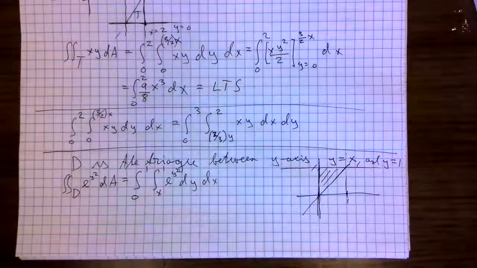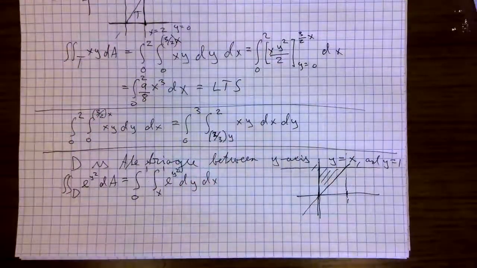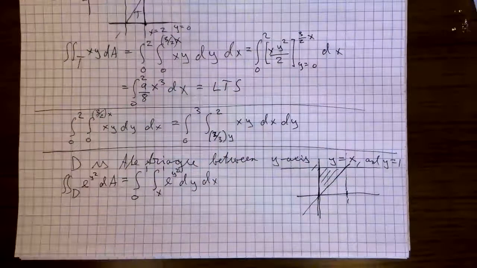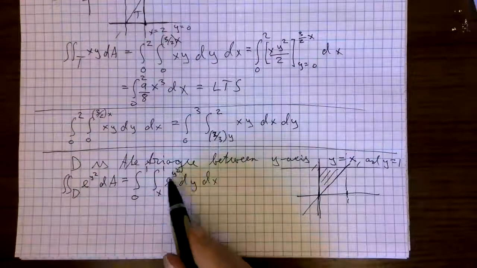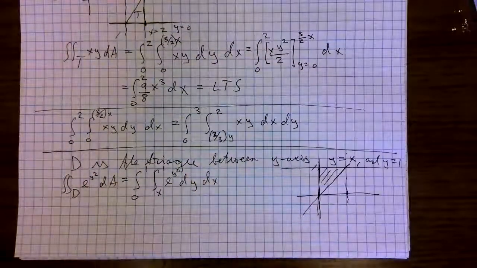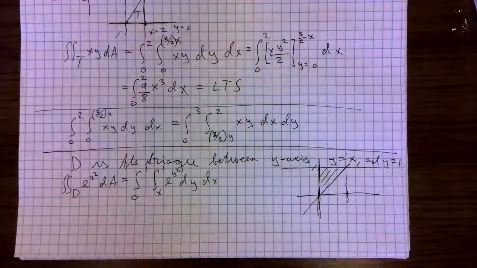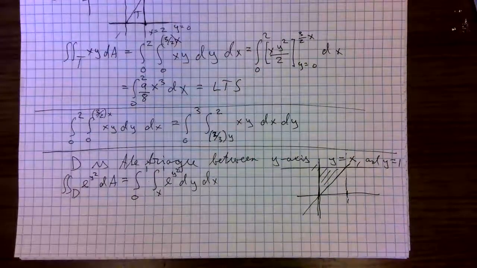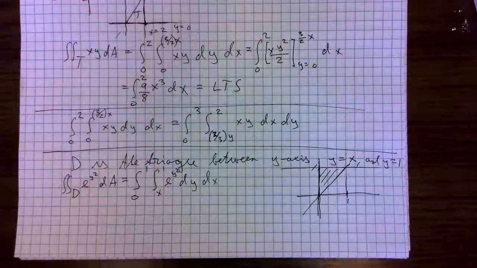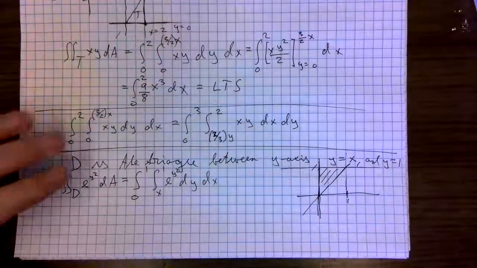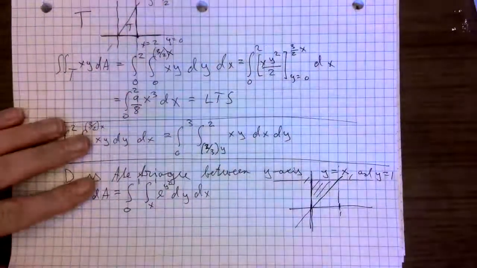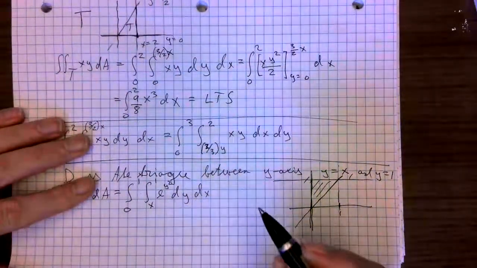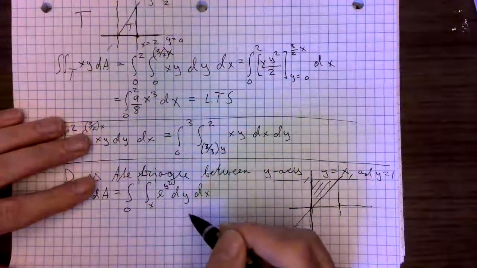And then you look at this and think about it for a while, and you realize that you have no clue how to anti-differentiate e to the y squared. That's because there is no closed-form anti-derivative in terms of functions that you know. So it's hard to do it this way.